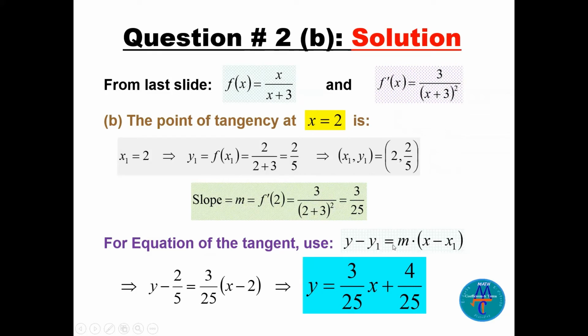So let's find the equation of the tangent line. y minus y1 is equal to m times x minus x1. Put the numbers there. y minus 2 over 5. The slope is 3 over 25, x minus 2. Simplify the equation.